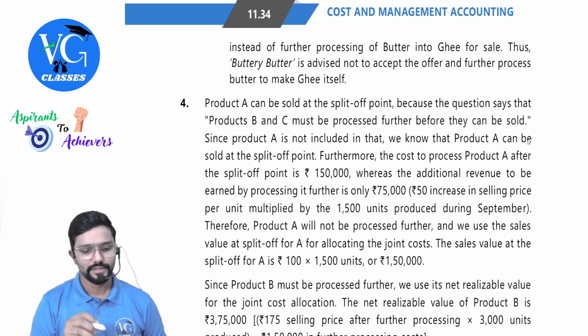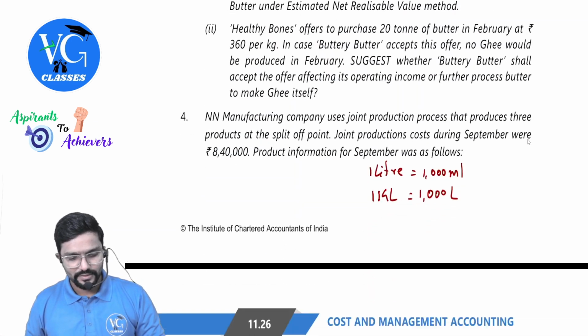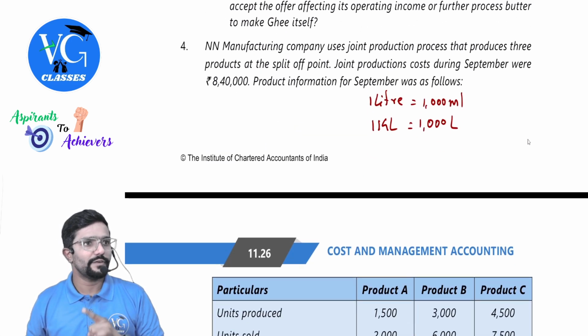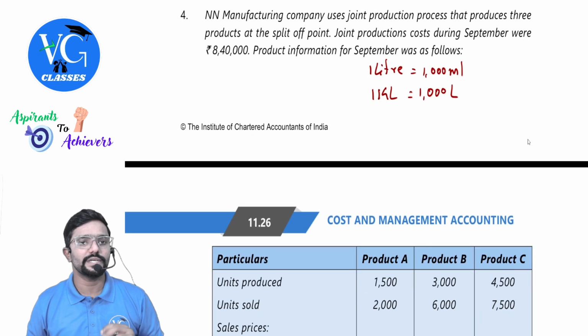Okay, now please be careful with that ML, KL, liter. That's the important thing here. Hope you guys have made a note of it. This is important. 1 liter is equal to 1000 ml. 1 kiloliter is equal to 1000 liter.